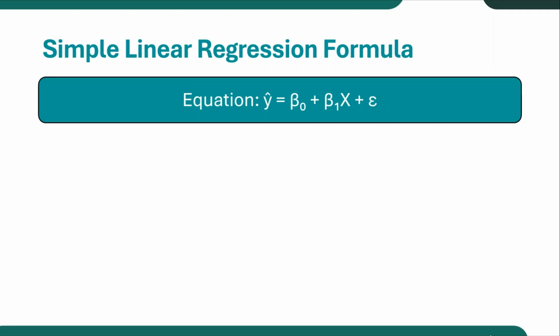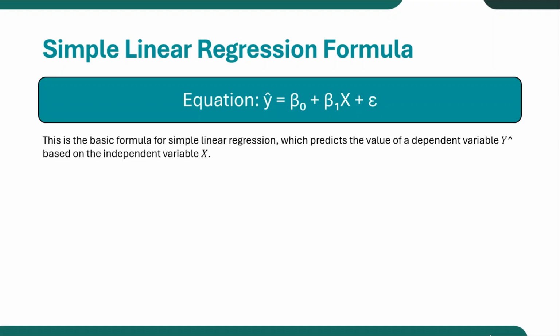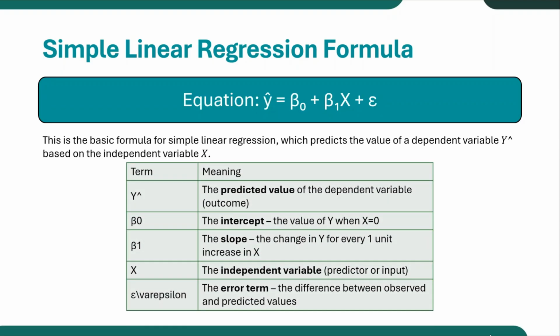This slide shows the basic formula used in simple linear regression. This formula helps us predict the value of a dependent variable, y hat, based on a single independent variable x. Y hat. This represents the predicted value of the outcome we're trying to estimate. Beta 0. This is the intercept. It tells us the expected value of y when x is 0, basically where the line crosses the y-axis.